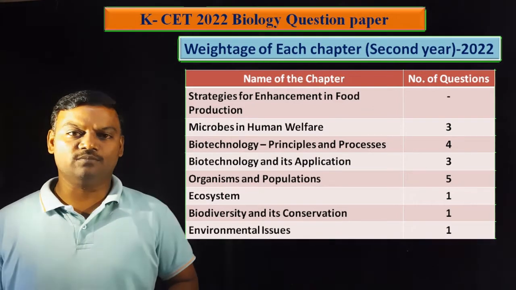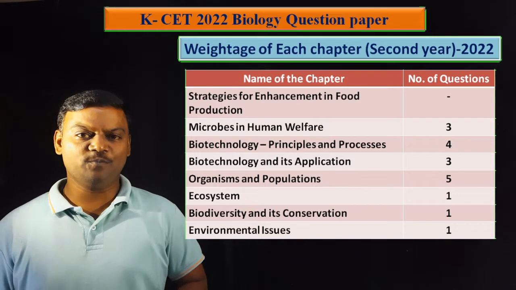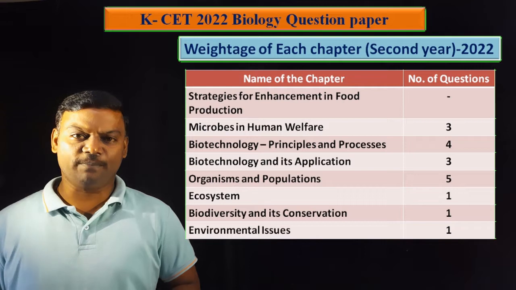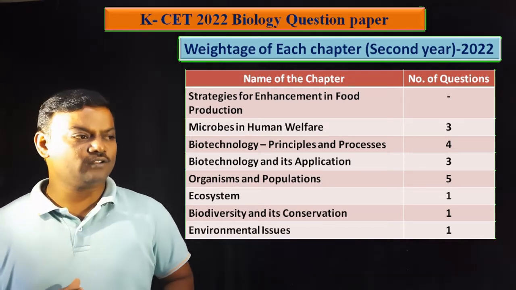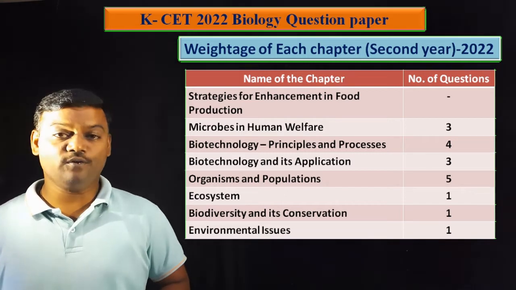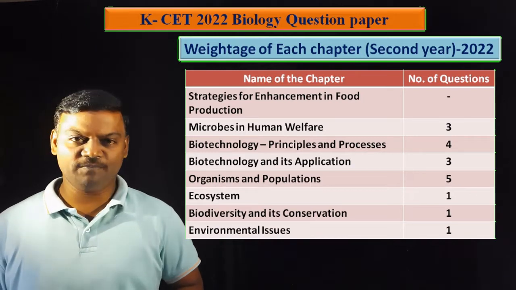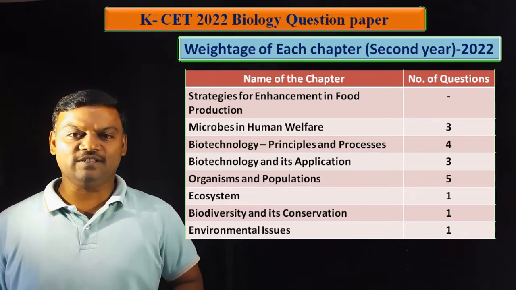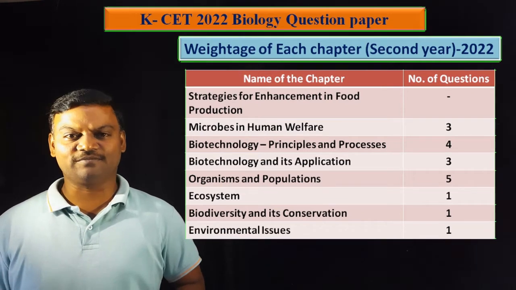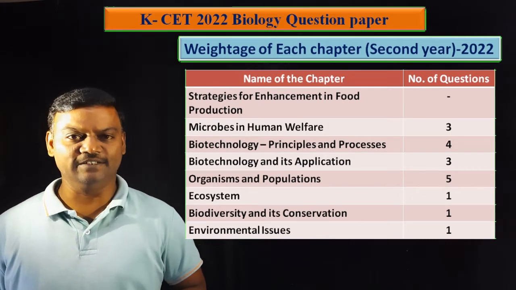There is no question from strategies for enhancing food production, and 3 questions from microbes in human welfare. There are 4 questions from biotechnology principles and processes, 3 from biotechnology and its applications, 5 from organisms and populations, 1 from ecosystem, 1 from biodiversity and its conservation, and 1 from environmental issues. So totally 45 questions are asked from second year.